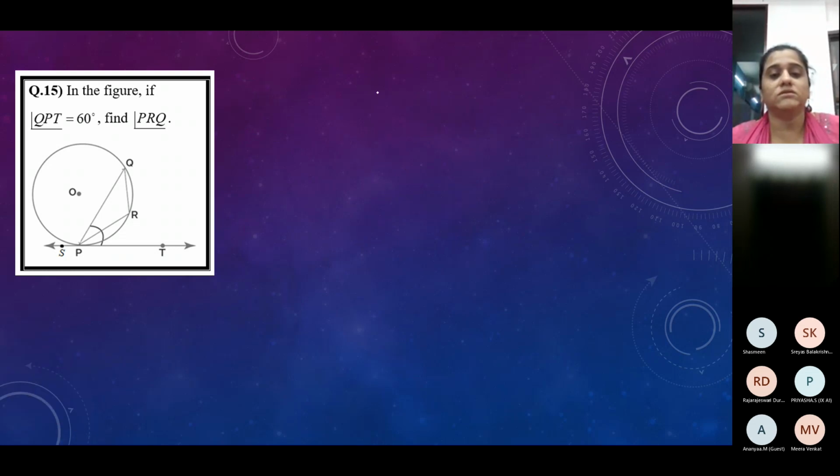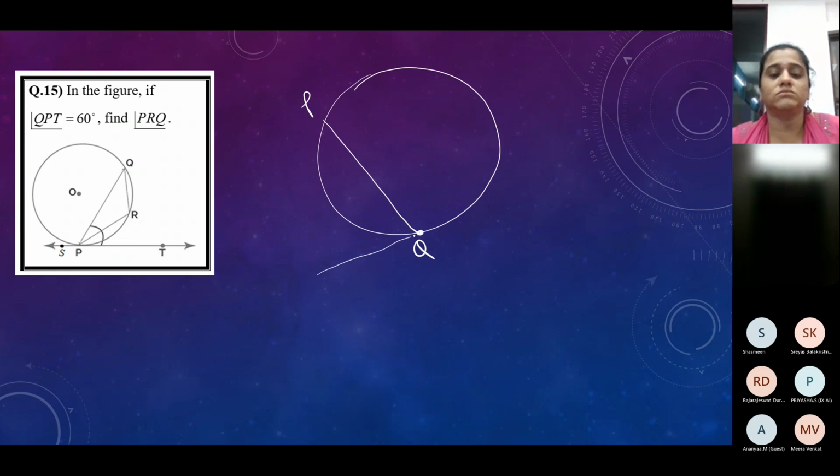I'll tell you again. Circle, chord, endpoint of the chord, tangent through the point Q. And this angle is the angle between the chord and the tangent. Like how we say the angle between the radius and the tangent is 90 degrees, like that, we are taking the angle between the chord and the tangent. This angle.